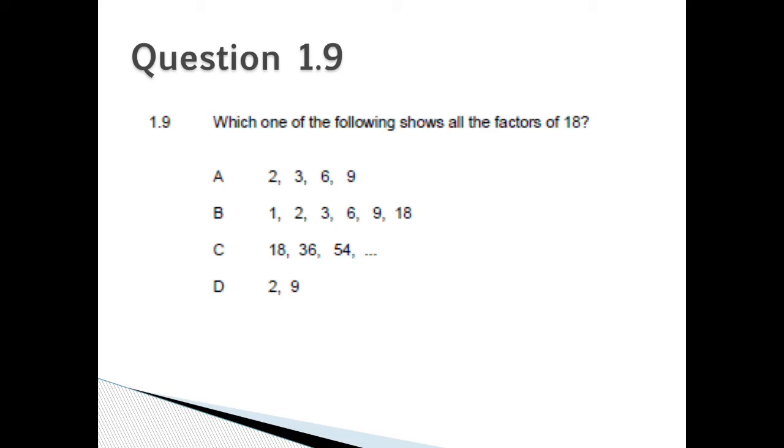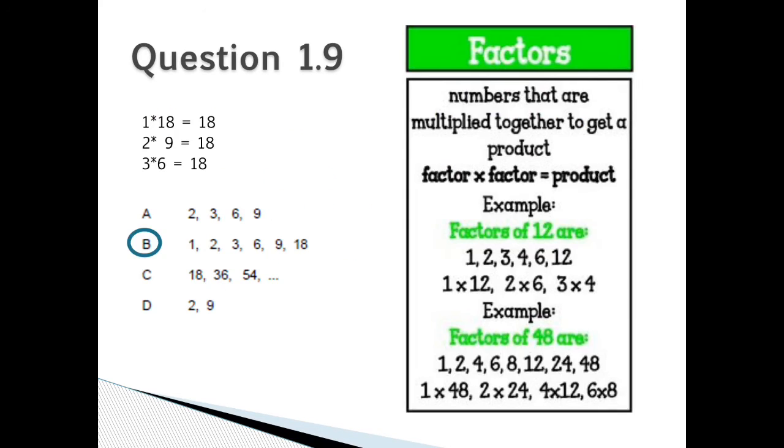Which one of the following shows all the factors of 18? We've got A, 2, 3, 6, and 9, B, 1, 2, 3, 6, 9, and 18, C, 18, 36, and 54, and D, 2 and 9. Factors. These are numbers that are multiplied together to get a product. So a factor times a factor is equal to a product. For example, 1, 2, 3, 4, 6, 12 are all examples of factors for 12.